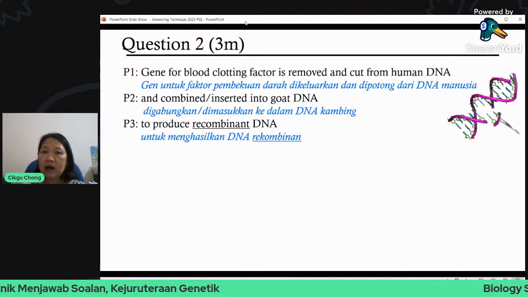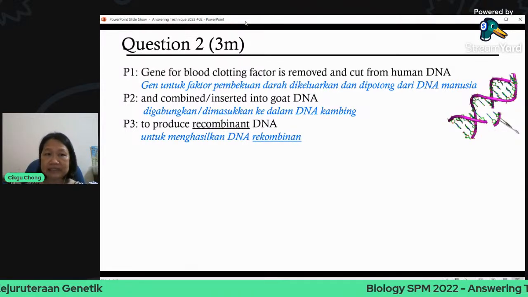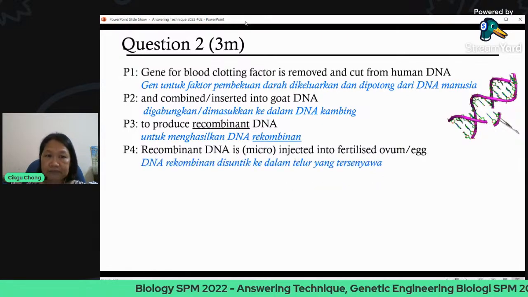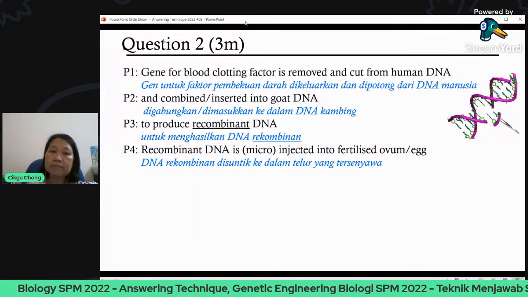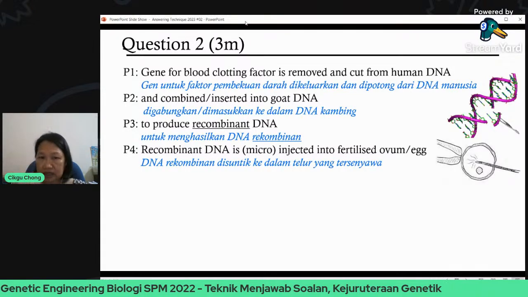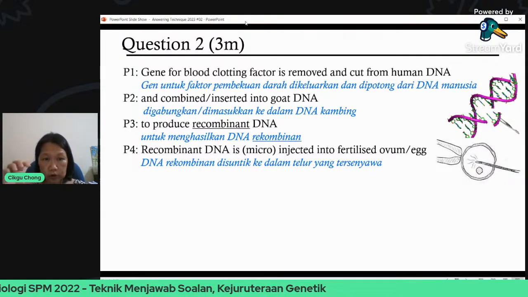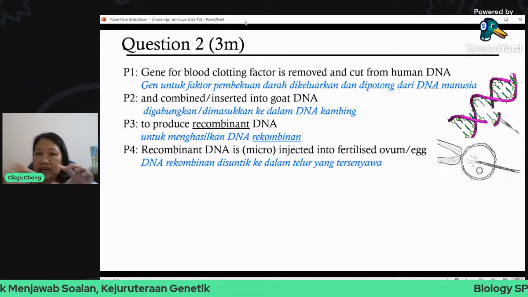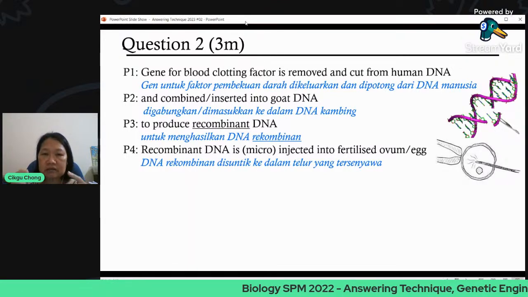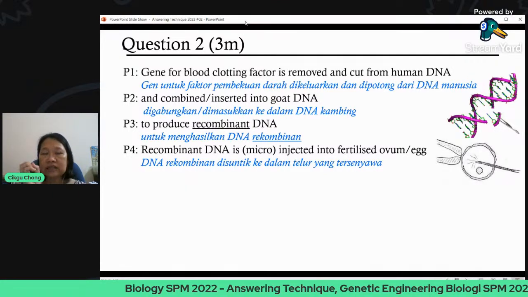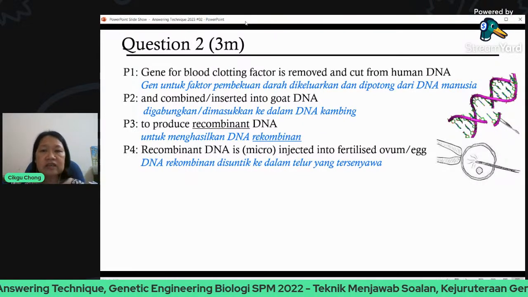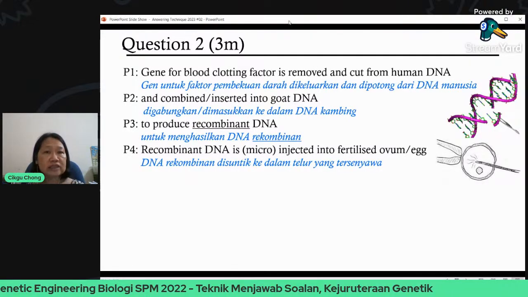Because the entire story is how do you produce that goat? Belum habis lagi. You produce your recombinant DNA. After that, this recombinant DNA is micro-injected into the fertilized egg. You can see this diagram? This is actually the egg, the egg of the goat, and then you insert the DNA inside. So this is called micro-injection, which uses a very, very tiny needle. You inject the DNA into the telur, the telur yang telah tersenyawa. So you're going to produce an embryo, which will have the ability to produce this blood clotting factor.